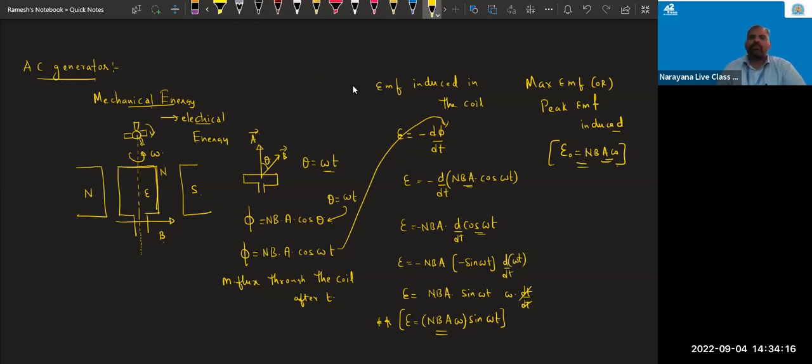What the current? What the EMF after t seconds? Peak EMF into sine of omega t. What the current after t seconds? EMF induced by resistance. So substitute here. What is the current equal to? E naught into sine of omega t divided by capital R.